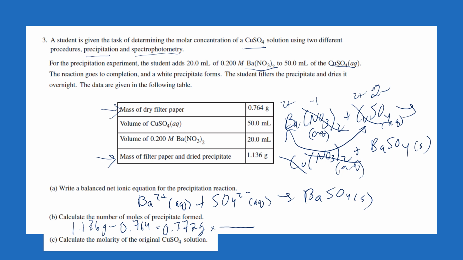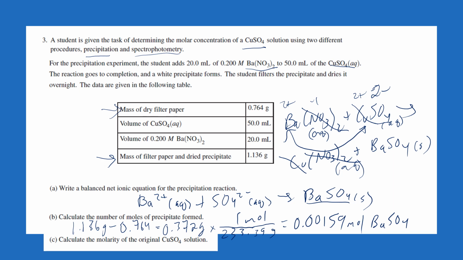So the molar mass of barium sulfate is 233.39 grams per mole. So when you divide, you get the moles of the barium sulfate. That one was actually 2 points, one for knowing that you have to subtract out the filter paper mass, and then the second point for using the molar mass correctly. I'm running out of space.